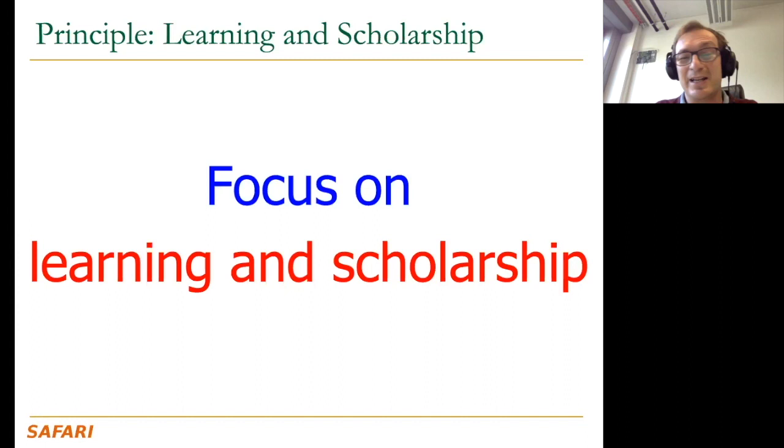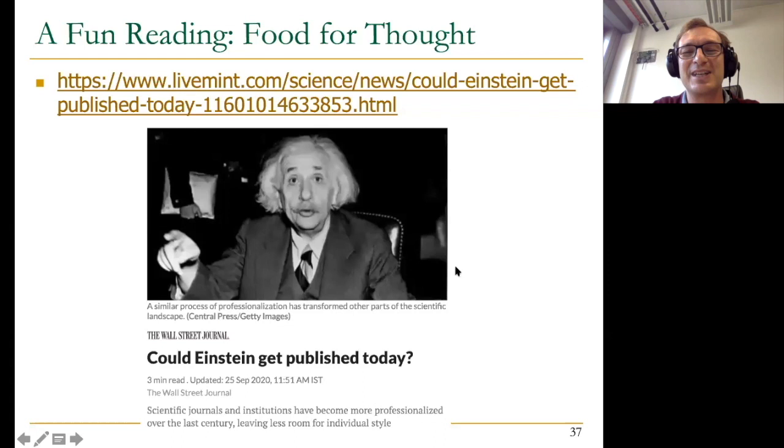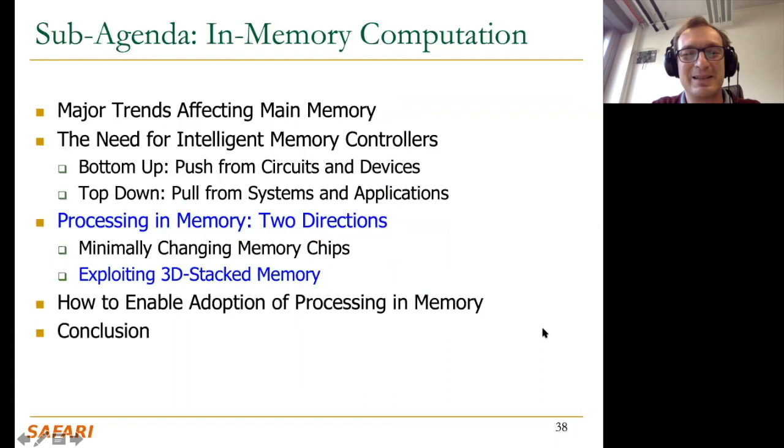But yeah. Well, dogma is something that you believe without evidence, right, in the end, and there's a lot that happens. Okay, and then in the end, the quality of your work defines your impact, and that's really important. If you're interested, there's more, as we discussed, and as I mentioned, there's a fun reading about this also, although this is narrowly focused on whether Einstein can get published today. I actually believe that he will not get published today, but it's good that he lived earlier.